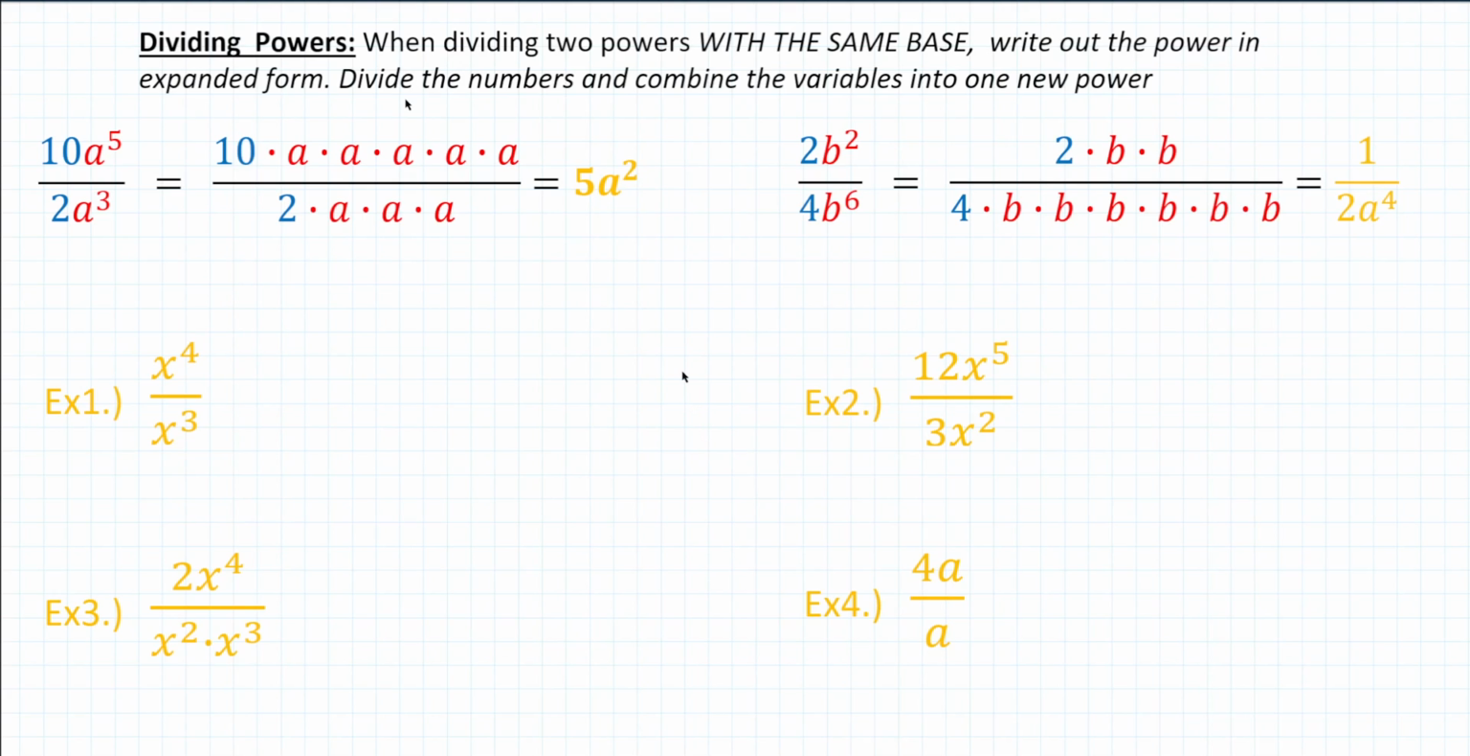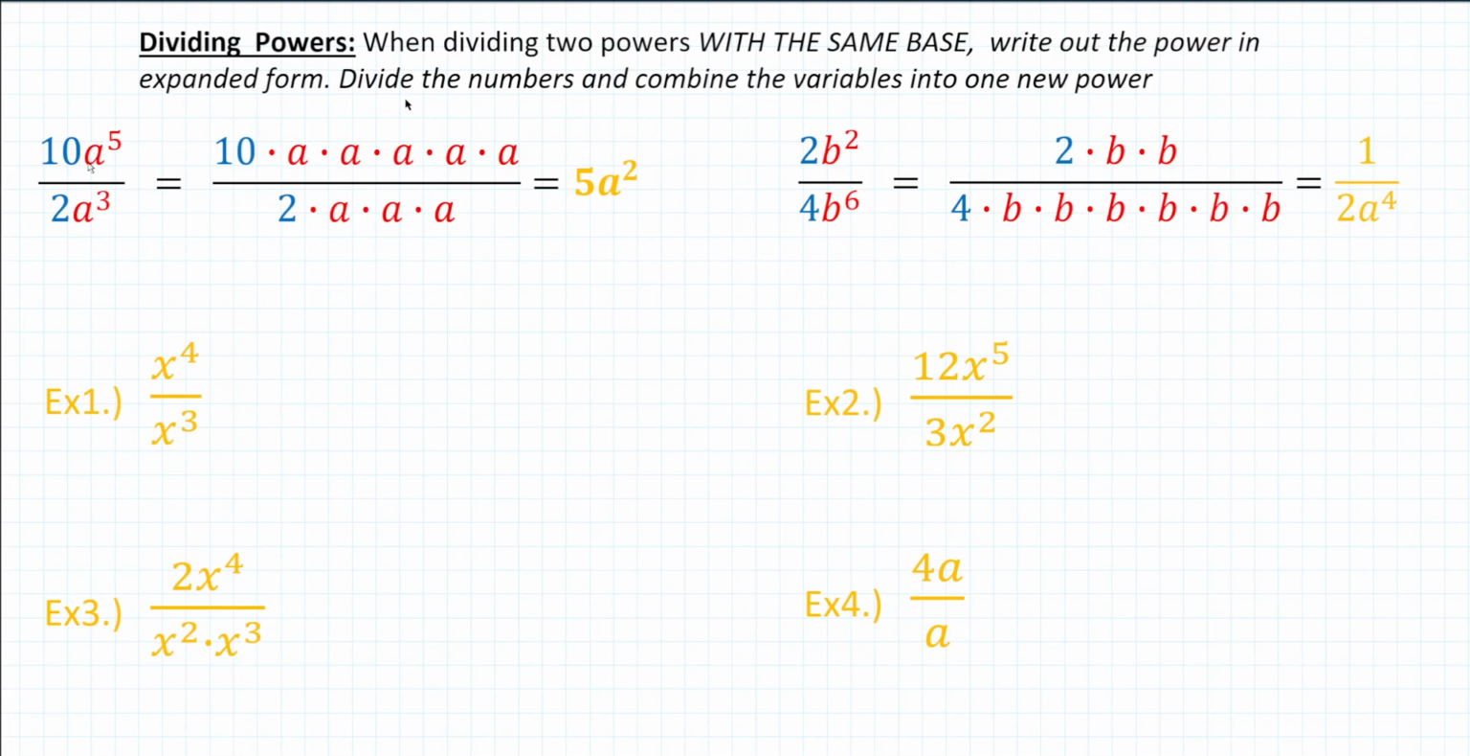We're still going to write them in expanded form and we're still going to recombine. But in this case, instead of smushing all of our variables together, we're actually going to try and eliminate as many as possible. See, two of the same variable dividing each other cancel each other out.